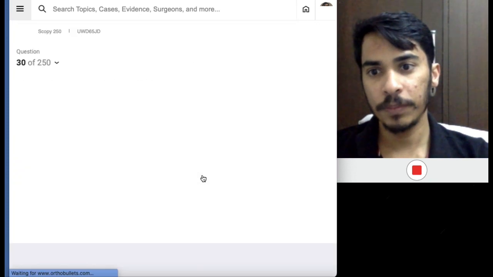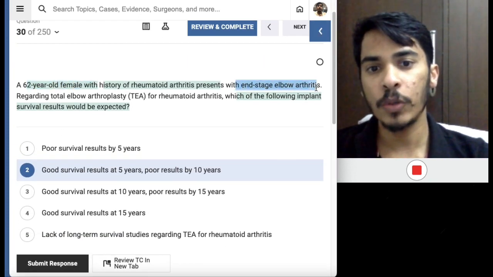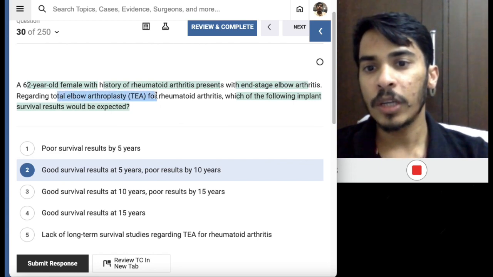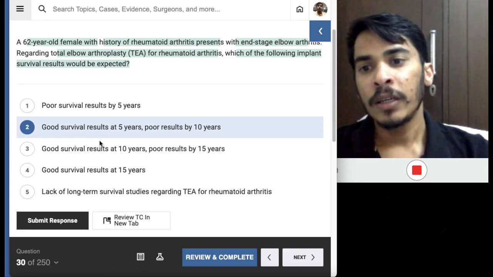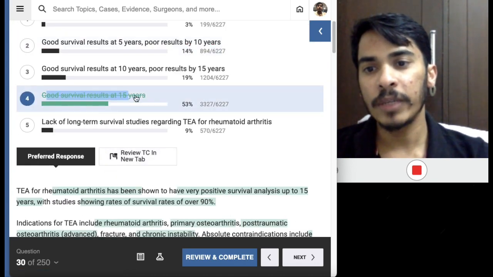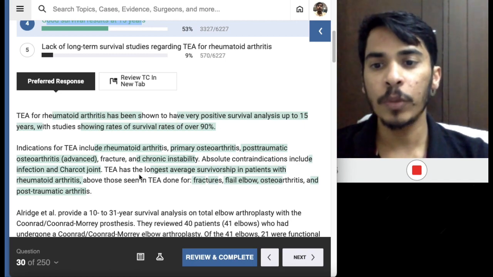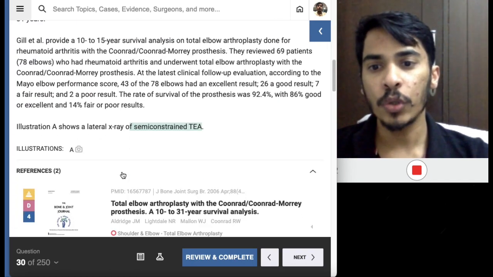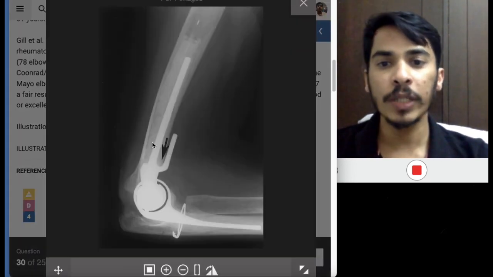In the last question, a 62 years old female with history of rheumatoid arthritis presents with end-stage elbow arthritis. Regarding total elbow arthroplasty in rheumatoid arthritis, which of the following mean survival would be expected? Rheumatoid arthritis patient with total elbow arthroplasty has very good survival results at 15 years. Very good survival at 15 years. In elbow arthritis, in rheumatoid arthritis, there will be attenuation of the ligaments also. So semi-constrained total elbow arthroplasty should be used in rheumatoid arthritis patients.